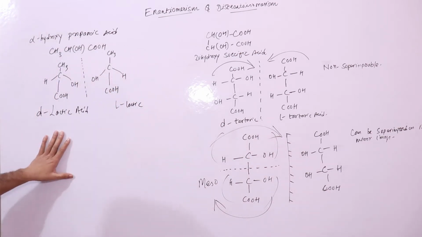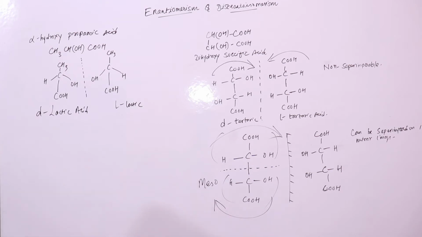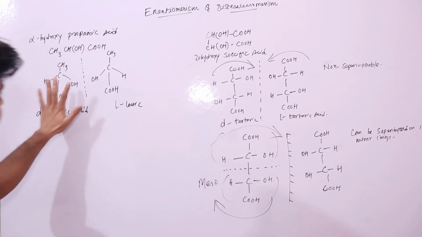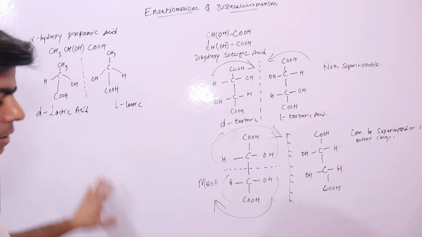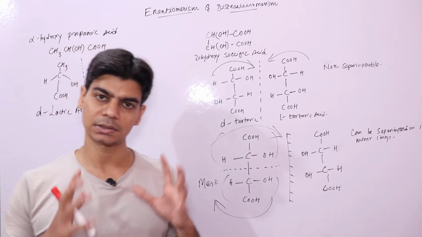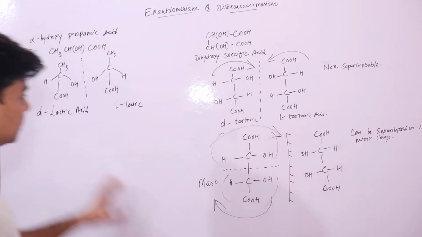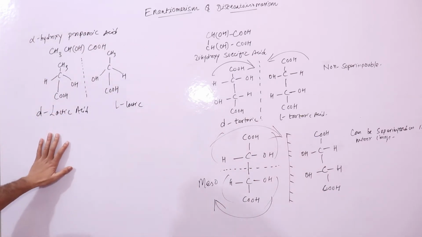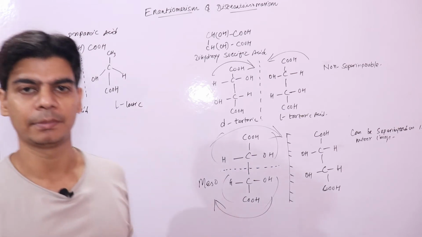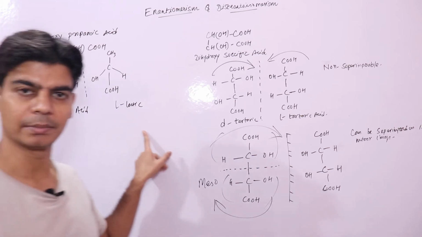In the previous video lecture, we were talking about L-lactic acid and D-lactic acid. This is your L-lactic acid, this is your D-lactic acid. In D or L-lactic acid, we have a chiral carbon. A chiral carbon is one connected to 4 different atoms or groups, like this, and it is non-superimposable on its mirror image. If you look at this, D-lactic acid is non-superimposable on its mirror image.